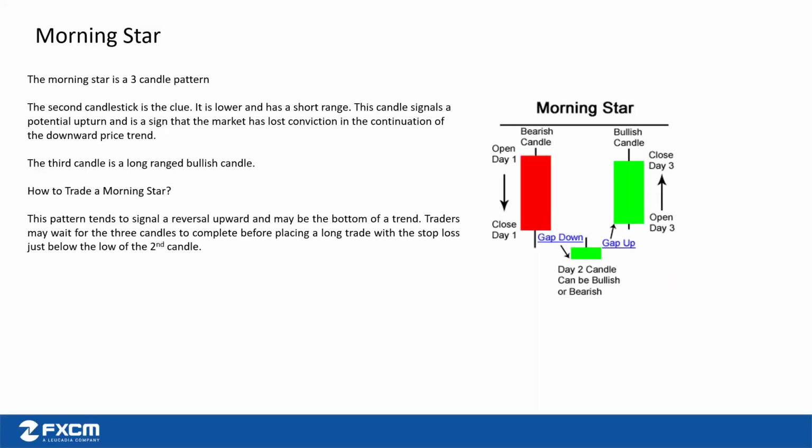Morning star. The morning star is a 3-candle pattern. The second candlestick is the clue. It is lower and has a short range. This candle signals a potential upturn and is a sign that the market has lost conviction in the continuation of the downward price trend. The third candle is a long-ranged bullish candle.